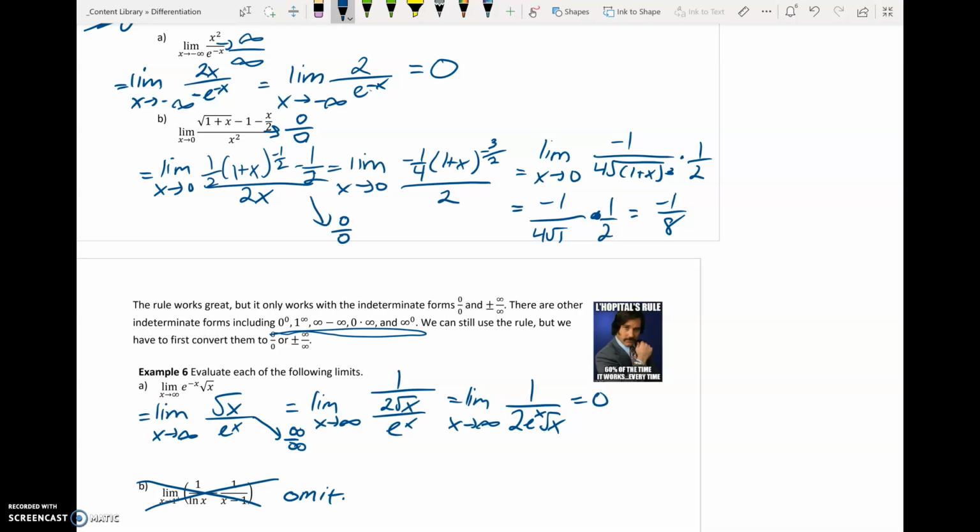You will not do B just because you don't have the tools to do question B. So again, if you have a limit that's multiplying each other, if you can change it to a fraction, you can still use L'Hopital's rule as long as your limit is tending towards indeterminate form.